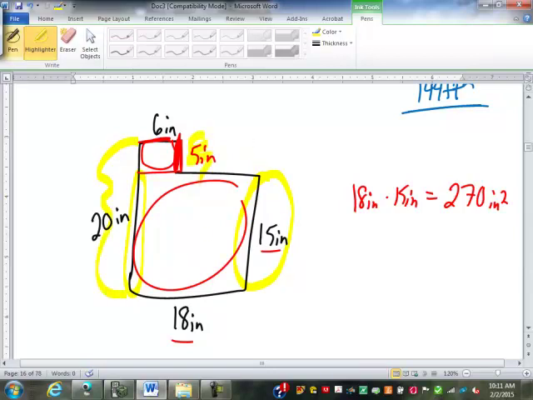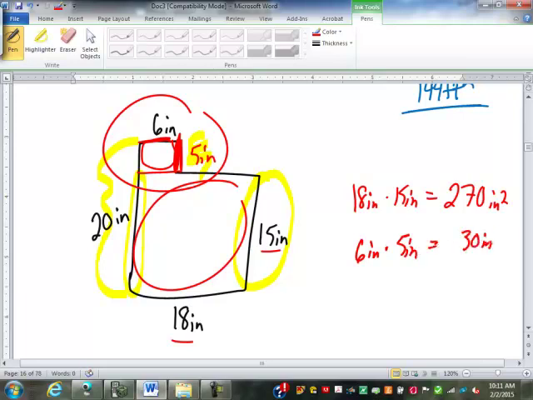Very good. That idea of subtracting dimensions like that, a lot of people struggle with that. So it's good that you got that right away. So now that area is 6 by 5, which is 30 square inches. Adds up to a total area of 300 square inches.